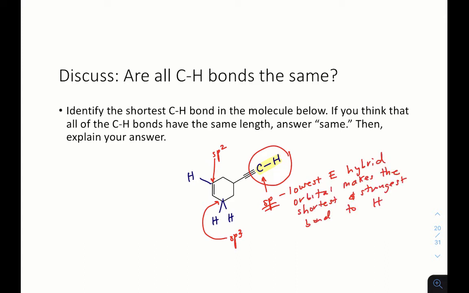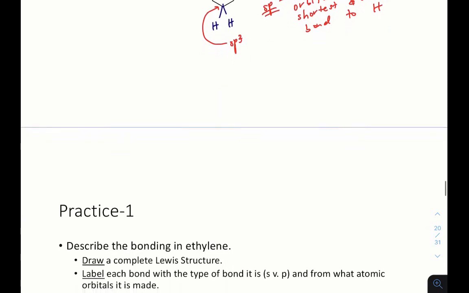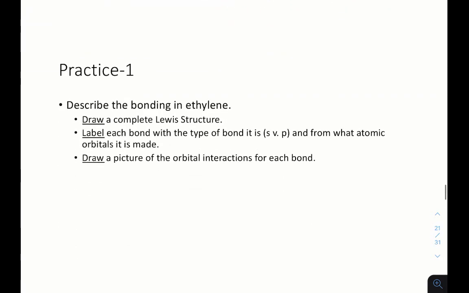Let's try our hands at drawing pictures of the bonding interactions between atoms. Let's consider the bonding in ethylene. Okay, I used a common name. I've been calling ethylene ethene tonight. That is the systematic name. So I slipped up. Ethylene and ethene are the same.